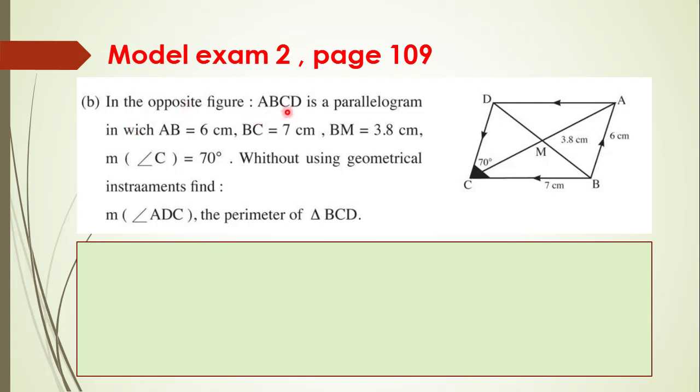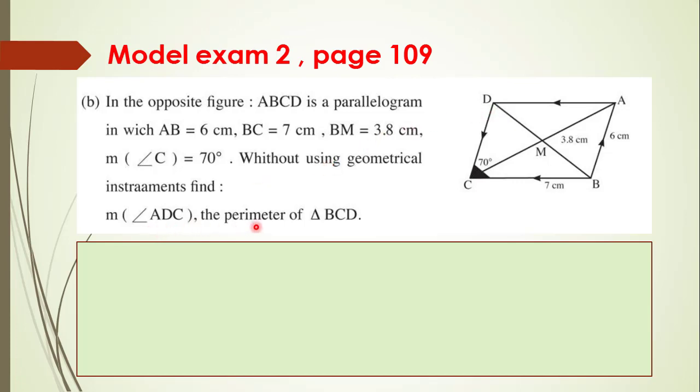At the opposite figure we have ABCD, it's a parallelogram. AB equals 6 centimeters, BC 7, and BM here is 3.8 centimeters. Measure of angle C is 70. I want to calculate the measure of angle ADC. So this angle is the consecutive angle of angle C. So I can calculate the measure of angle D or ADC by subtracting 70 from 180. The result will be 110.